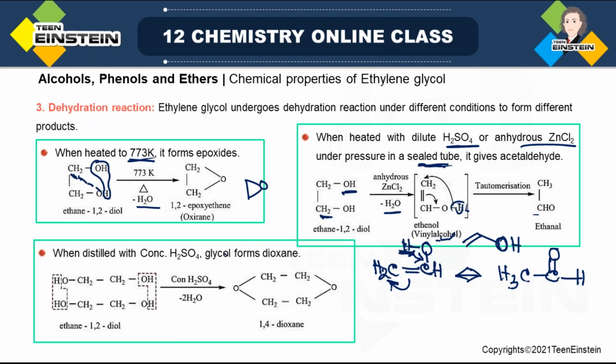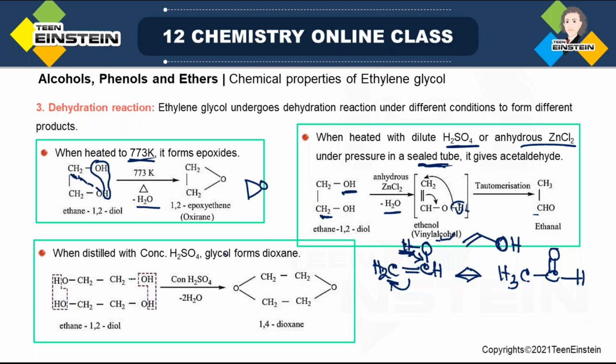Now the third possibility: when distilled with concentrated H2SO4, glycol forms dioxane. So all these three boxes that you are seeing here are examples of dehydration. The difference is we are using different conditions, but ultimately it is removal of water. So you can keep it under the dehydration category.